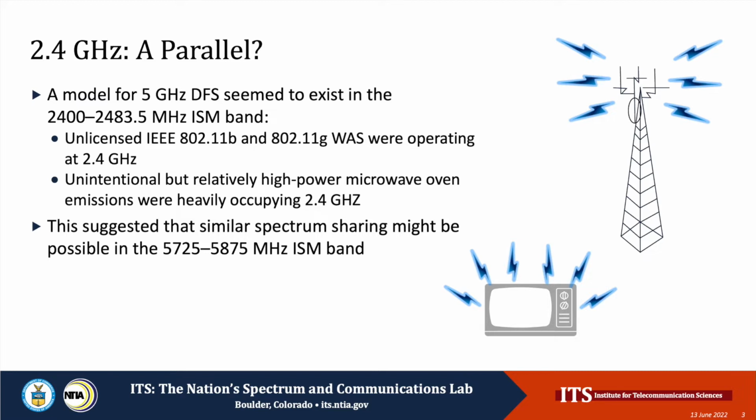In that spectrum, there were unintentional but relatively high-power microwave oven emissions that were already occupying that spectrum. The microwave oven emissions look a lot like regular radars. This suggested that a similar spectrum sharing approach might be possible in the 5725 to 5875 MHz ISM band.